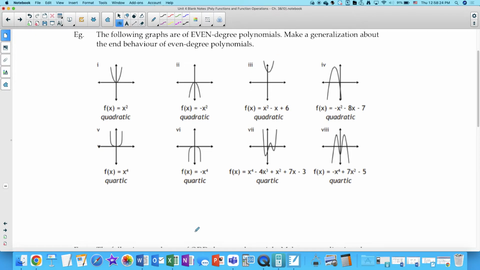And you can see that the shape of the graph can vary. If you just have f of x equals x to the 4 with no other terms, it looks like a U shape, like a wide parabola. Here, same thing, but it's been reflected down. Here we've got other terms, and so there's a couple of bumps along the way. But what I want you to think about here is that these are all even. I want you to consider the end behavior and see if we can make a generalization about even functions and end behavior.